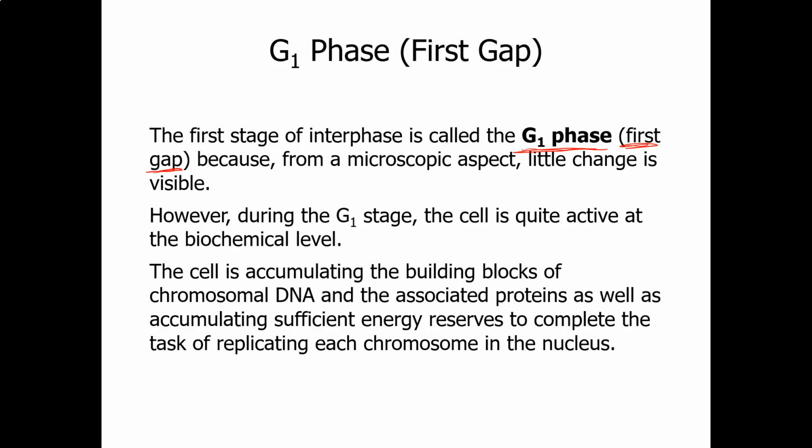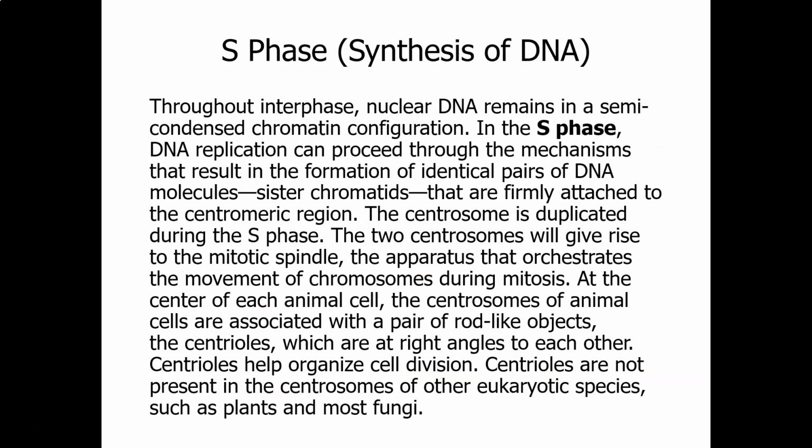is when a lot of things are going on biochemically. The cell is accumulating the building blocks of chromosomal DNA and the associated proteins, as well as accumulating sufficient energy reserves to complete the task of replicating each chromosome in the nucleus. So it is preparing to replicate the DNA. The building blocks of chromosomal DNA are going to be nucleotides. Remember, those are the building blocks of DNA, the A, T, C, and G. All of those nucleotides plus the DNA is wound around histone proteins, so more histone proteins need to be produced, and various molecules like that.